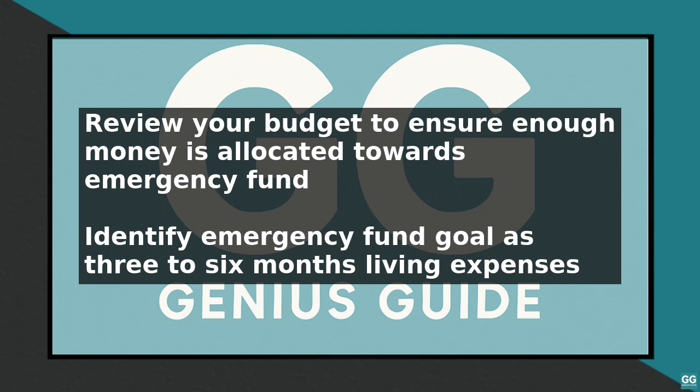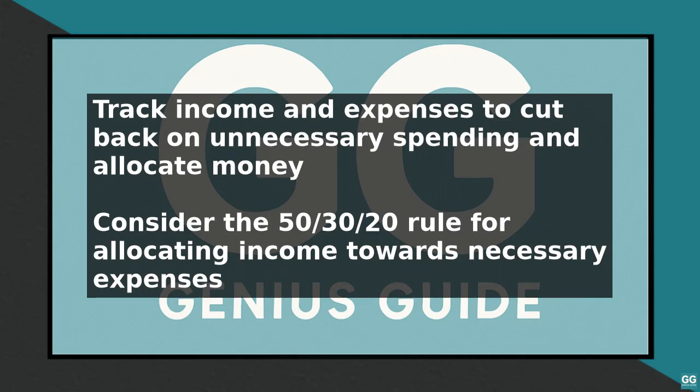Next, track your income and expenses to see where you can cut back on unnecessary spending and allocate that money towards your emergency fund. If you are having trouble saving for your emergency fund, consider the 50-30-20 rule, where 50% of your income goes towards necessary expenses, 30% towards discretionary spending, and 20% towards saving and debt repayment.